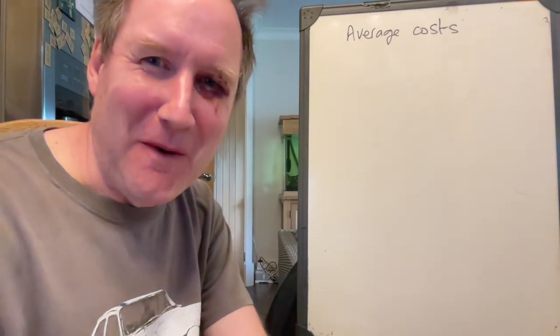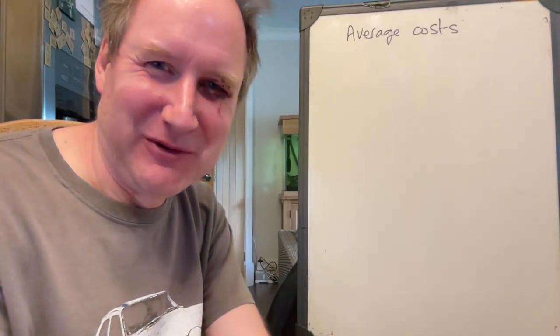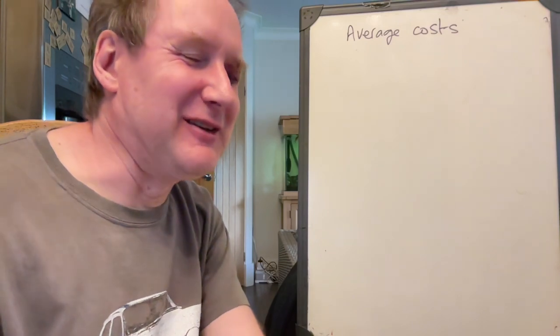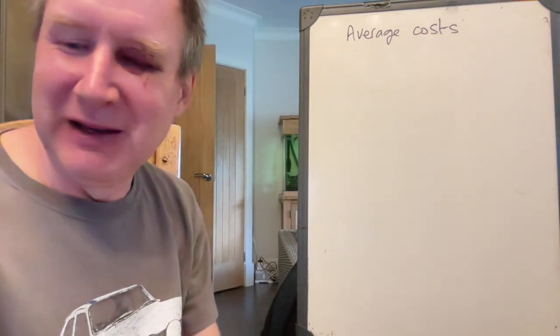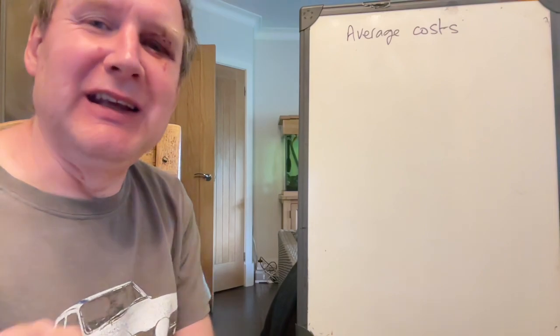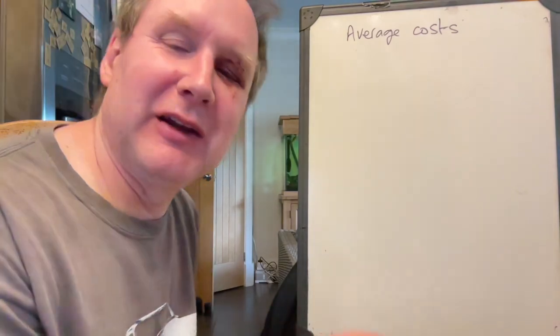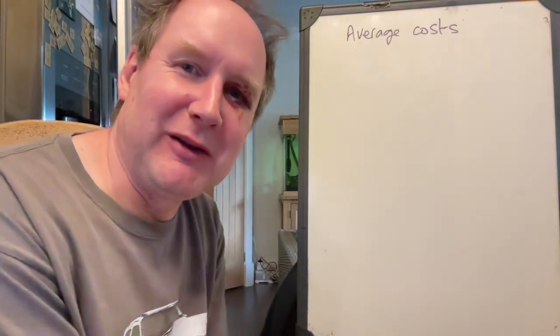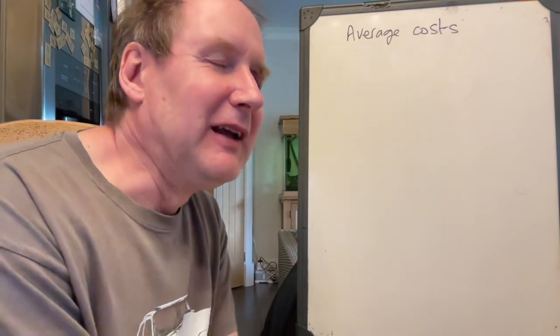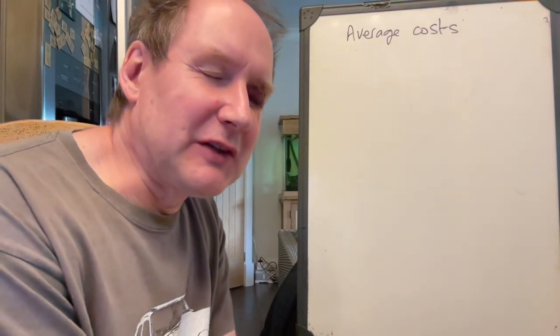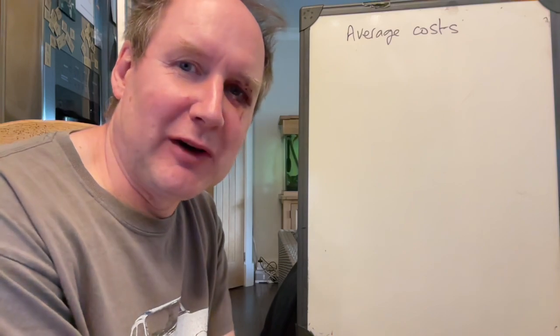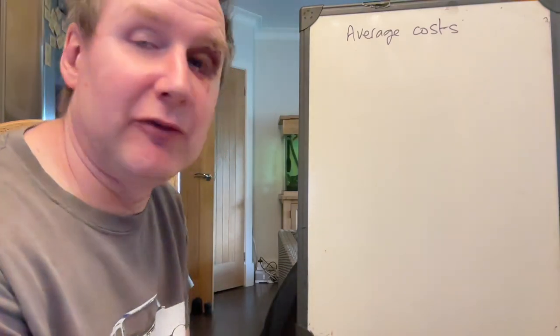Okay, one more set of short-run costs. We have actually mentioned average costs before. I did it when we did fixed costs, and I talked about the idea of fixed cost per unit. So that's what your average cost is. Overall, your average cost, your average total cost.